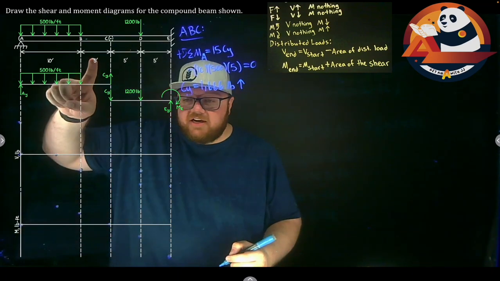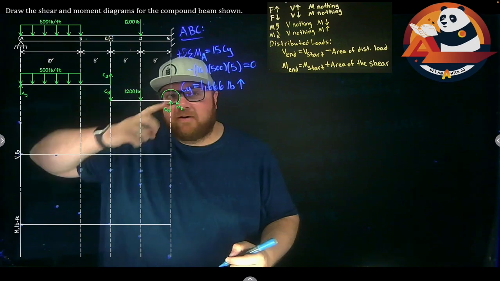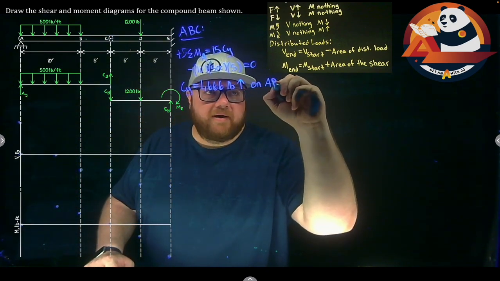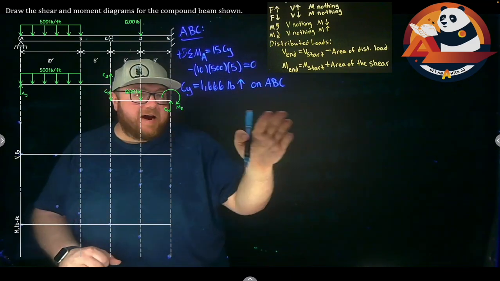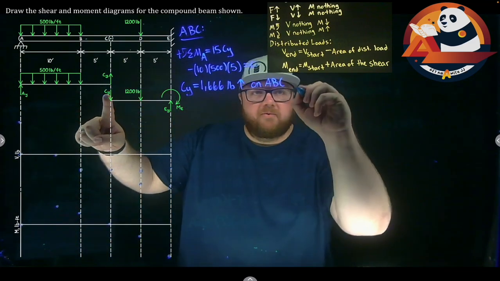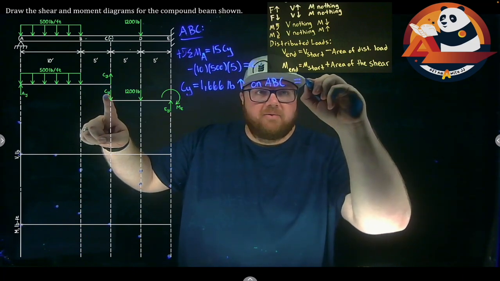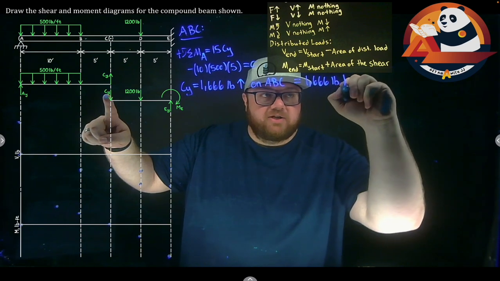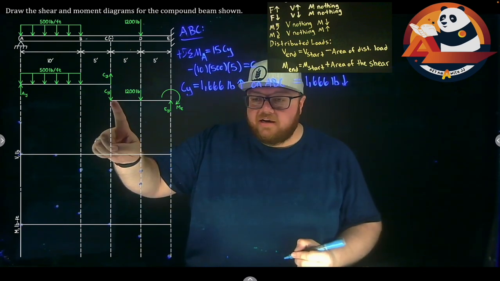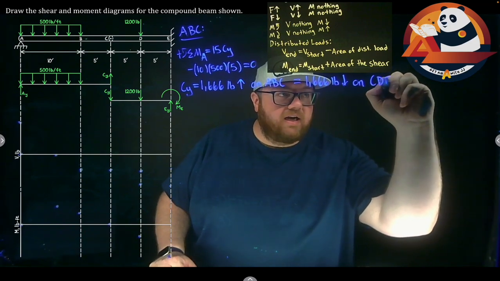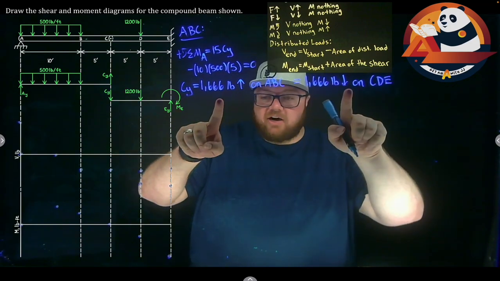But because that's that internal connection here, we want to say on which member. That's up on ABC. And the reason that matters for us is because technically it's also going down on our next member. We could report it that way as well. CY is 1,666 pounds going straight down on CDE. Both of these statements are true.